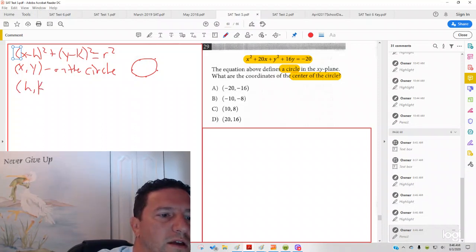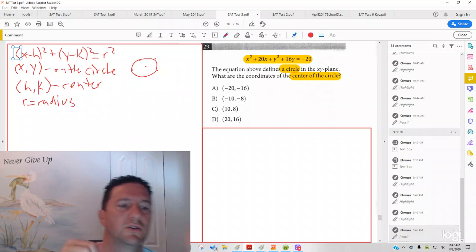H comma k, what's that? That's the center of the circle. And now r squared is isolated, but r is the radius. So a couple of things you should note.